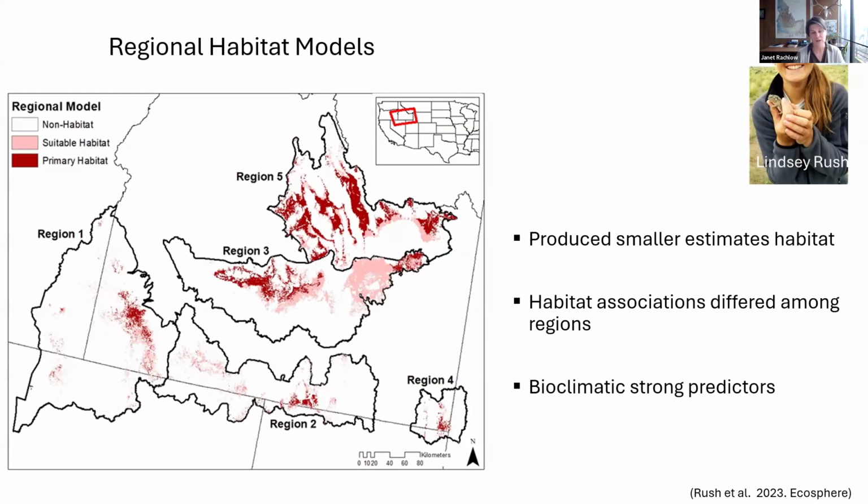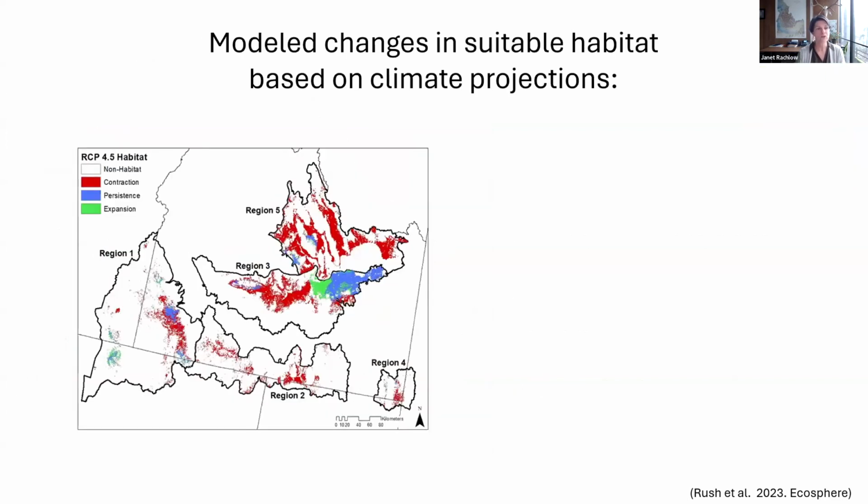In fact, they were the strongest variables in the models. And so this got us thinking, could we just use these models to project forward and ask, under different forecasted climate scenarios, where do we expect the climatic envelopes to be in the future? And we did that using a couple of different climate projections.